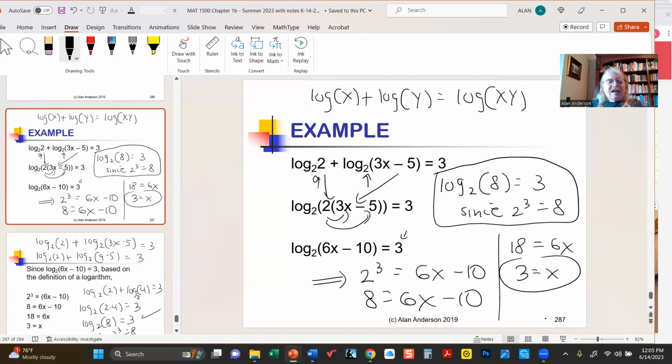So the whole challenge here was not rearranging everything to get to this point. The challenge was recognizing that based on the definition of logarithms, this equation implies that 2 cubed is equal to 6x minus 10. Now, by the way, because you don't have a log on both sides of the equation or an exponential, that would be a hint that maybe it's time to instead use just the basic properties of logarithms.